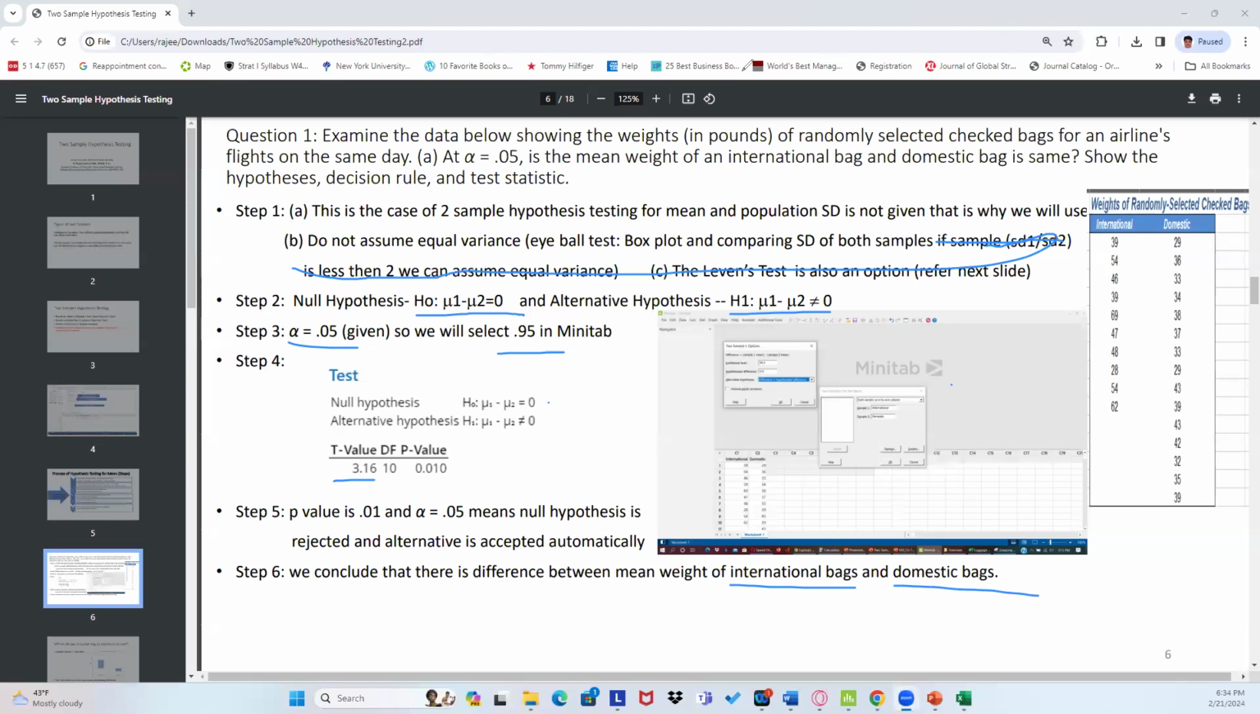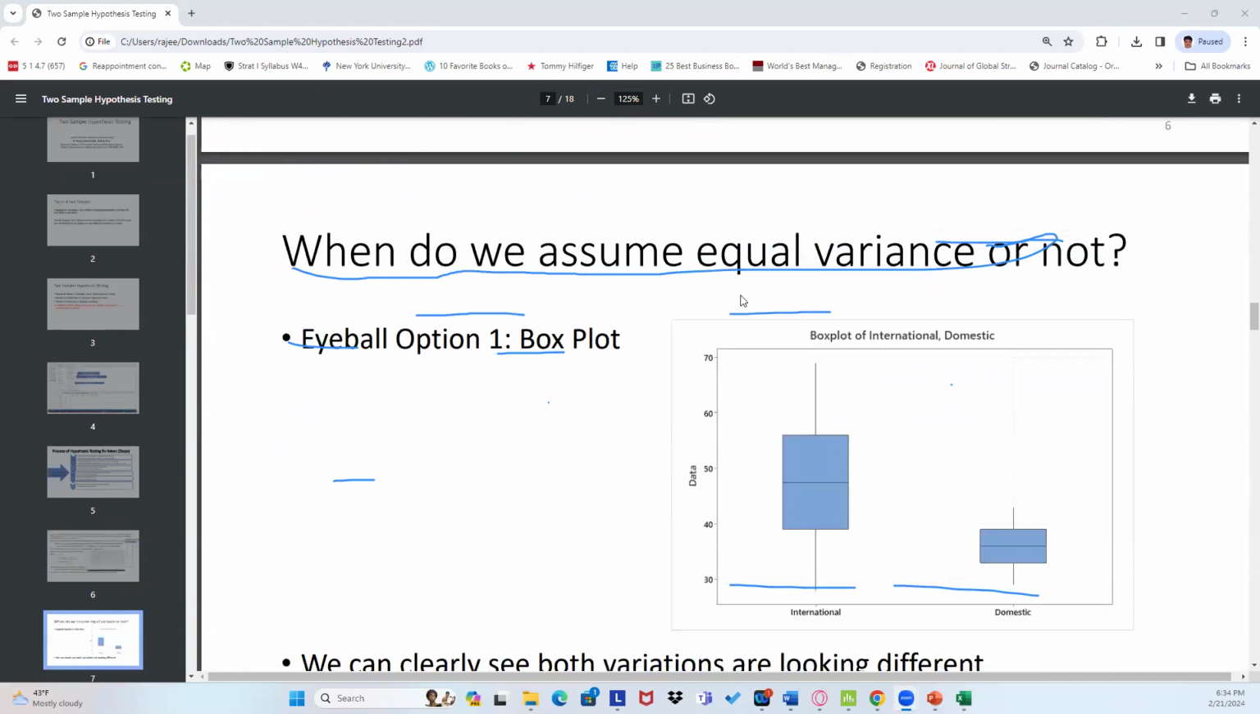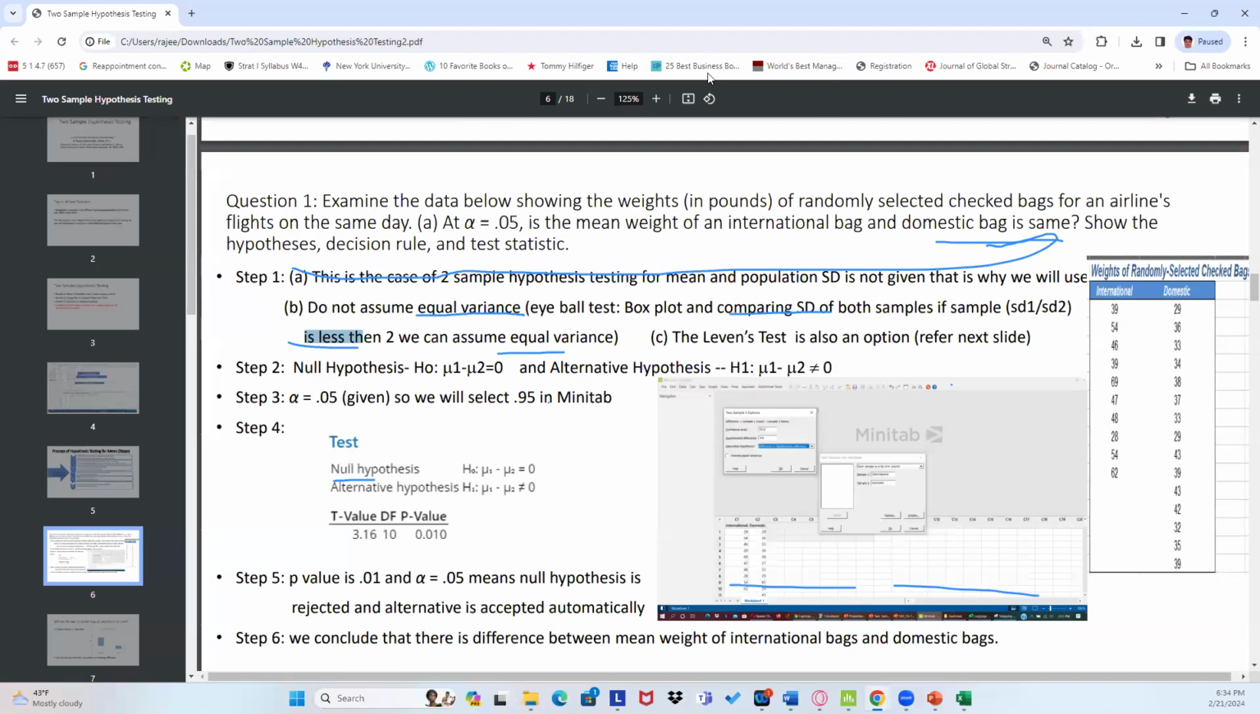Now, let's go further. Very first thing, again I'm saying, we used to divide one standard deviation by the other, and if that was less than 2, we used to assume equal variance. But please don't follow this. I just made the slide based on my own experience. So again, don't use it. Go through the technical method given in the book.